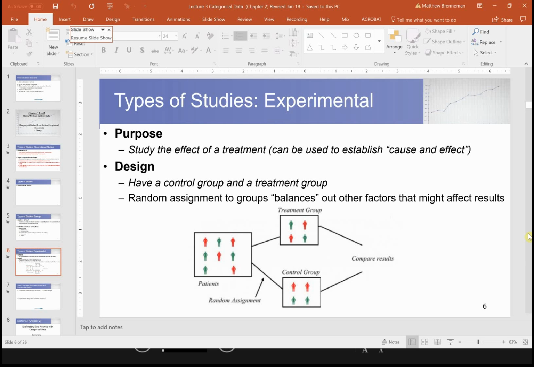Sample size is too small. And so notice this is a real issue because when you're trying to test something like blood pressure medicine, and there's a ton of different factors, you need a pretty big sample size to make sure that you balance out everything really well.